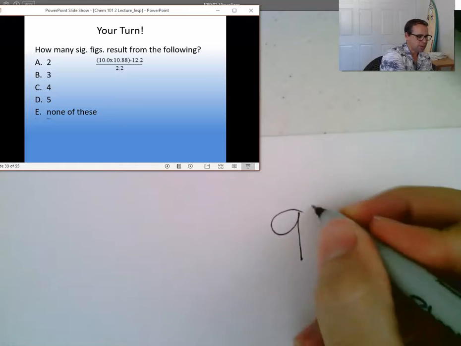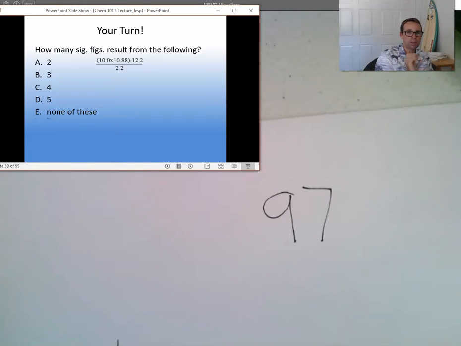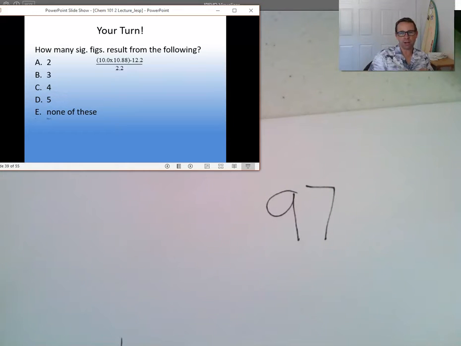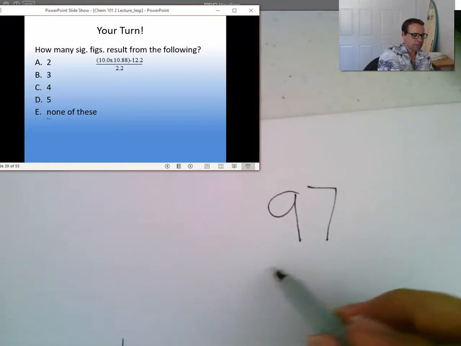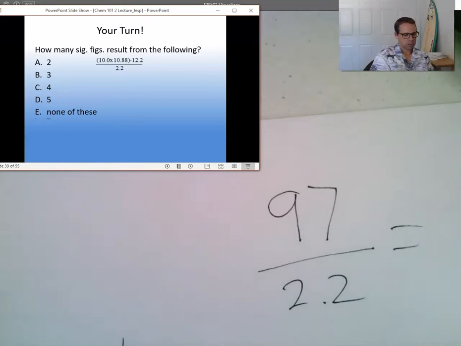So then we have the last part of the problem. And again, at each step, we had to gather our significant figures only because we went from multiplication to subtraction and then back to division. All right? If all of this was just multiplication and division, we wouldn't have to gather significant figures until the very end. Okay? So 97 divided by 2.2. All right. I can do that in my calculator. Got 44.0909.